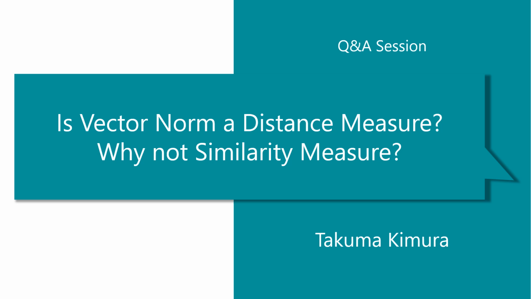Hello everyone. In my recent video on dot products and vector norms, I received a really interesting question. Is a vector norm a distance measure? Why not a similarity measure? It's a great question. While exactly it is not what the questioner meant, it is true that the concepts of distance and similarity can be a bit confusing. By the end of this video, you will have a clear understanding of the difference between the two.